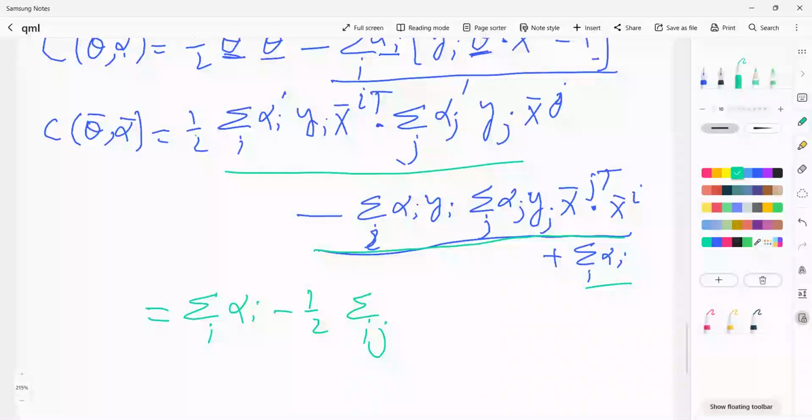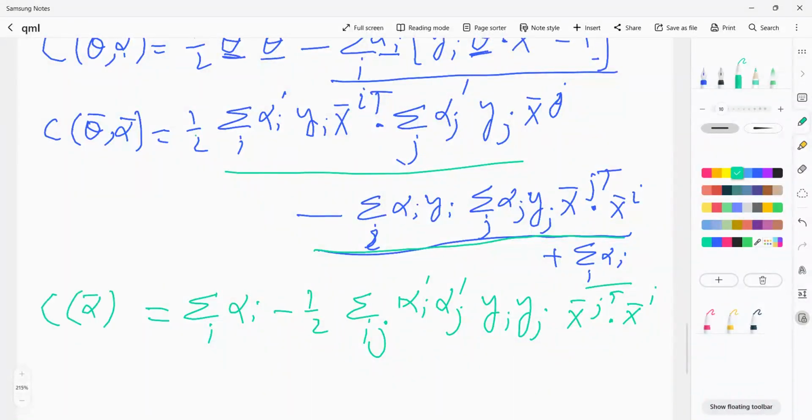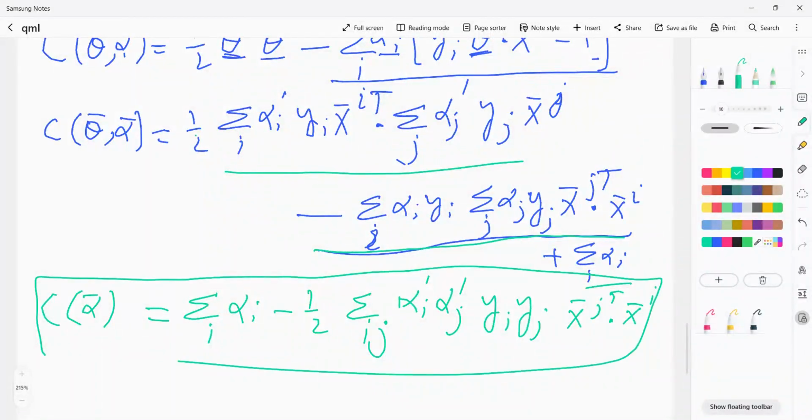the sum over i, j. There are two sums, so let me combine them. So alpha i, alpha j, yi, yj, and then there is this xj transpose dot xi. So now this cost only depends on the Lagrange multipliers alphas.